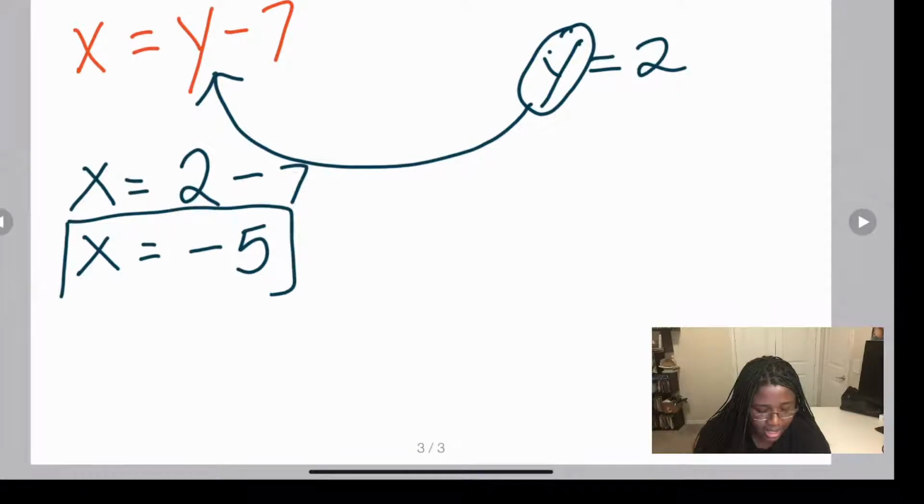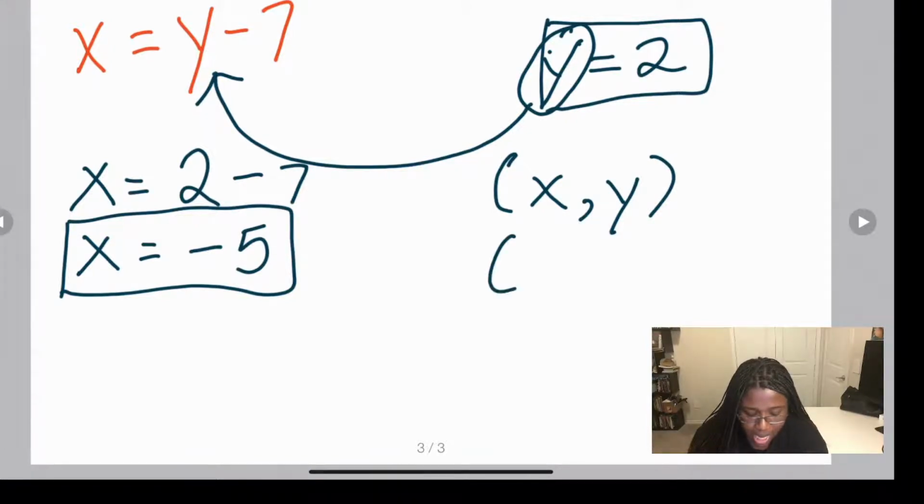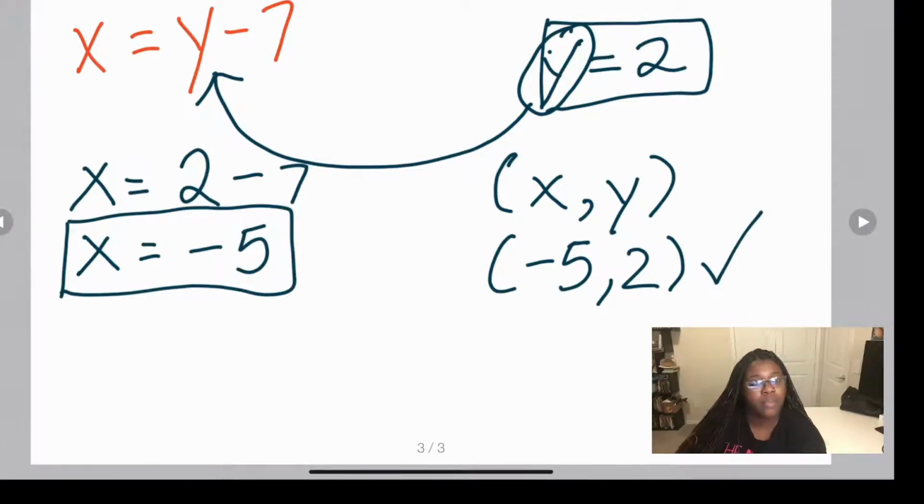So I have my x and I have my y. The answer to a substitution question is always an ordered pair. An ordered pair is x, comma, y. So our answer for this particular problem would be negative 5, comma, 2. I hope that makes a bit of sense for that particular problem.